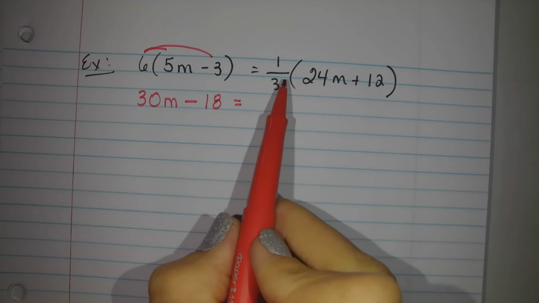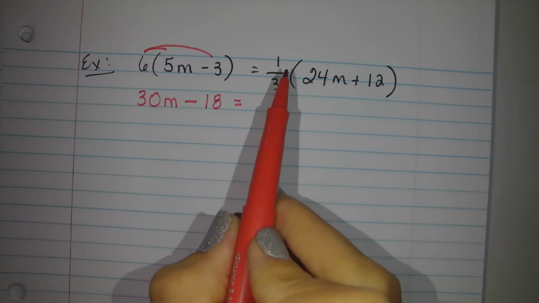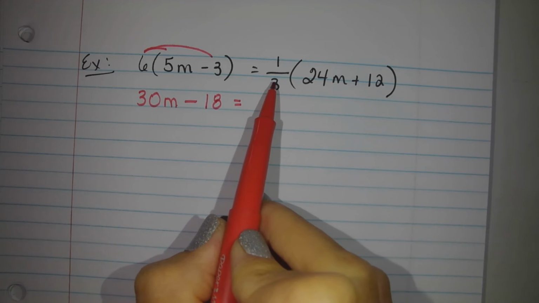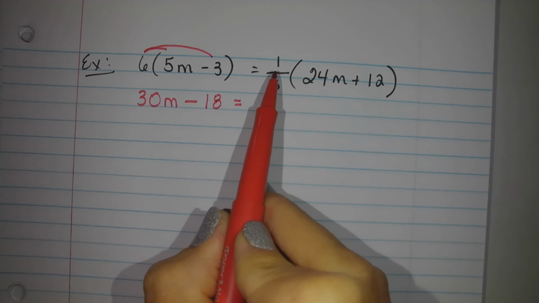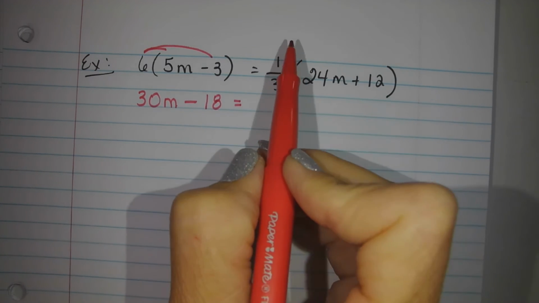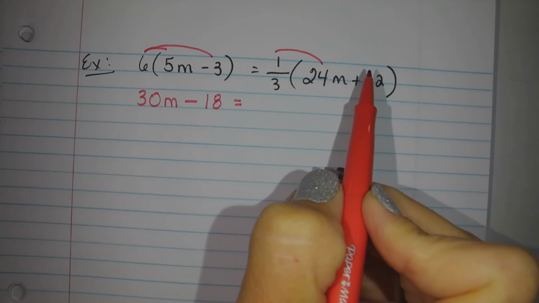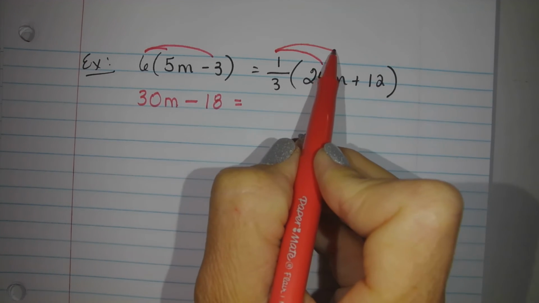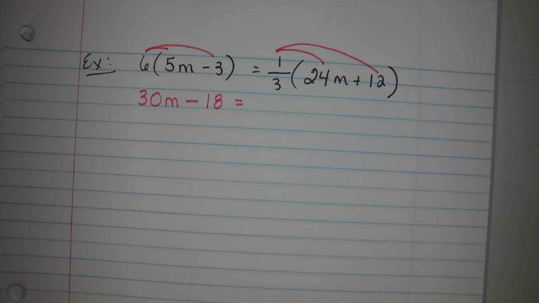Okay, now I'm on the right side of the equal sign. Nagoose, what number am I getting ready to distribute? 3. No, 1/3, right? 1/3 times 24m, 1/3 times 12, okay?